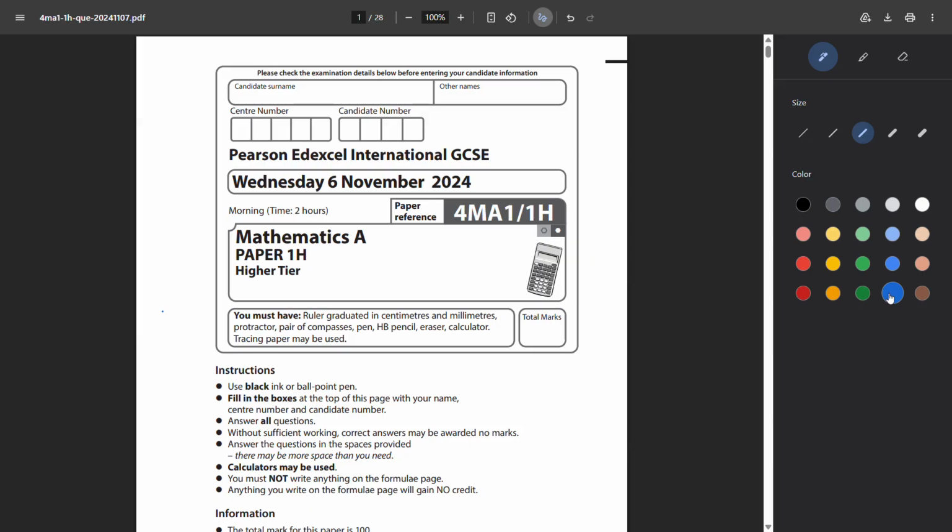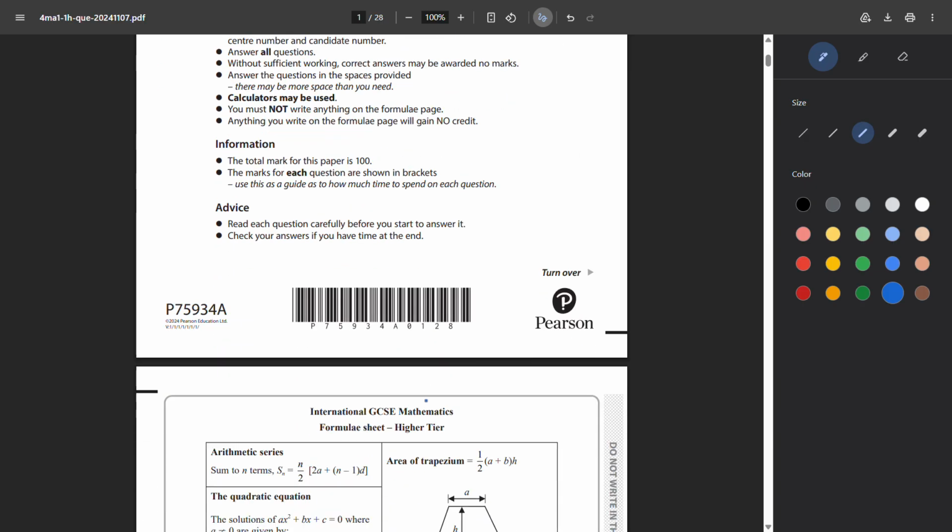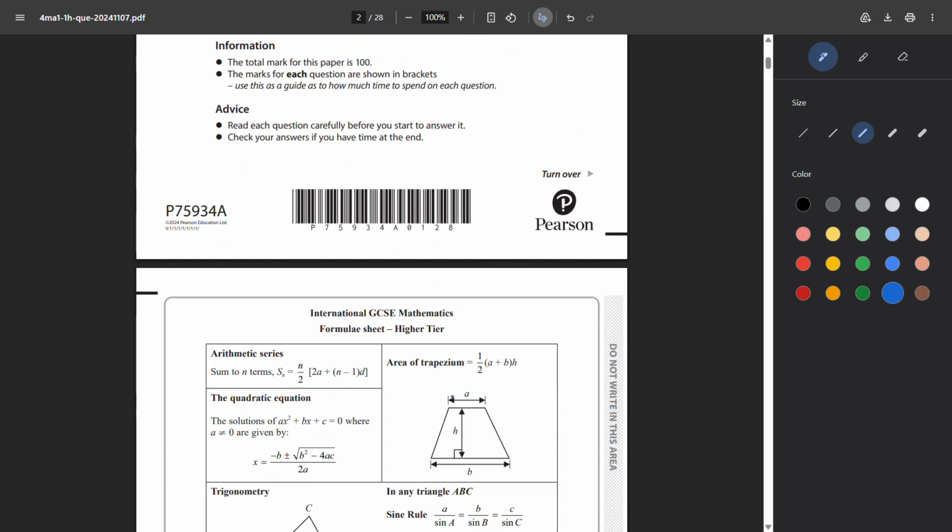In today's video, we are going to solve the paper Pearson Edexcel IGCSE November 2024. The paper code is 4MA1 1H, higher tier. Okay, so this will be the first page of your question paper. They will give you some instructions on this first page.